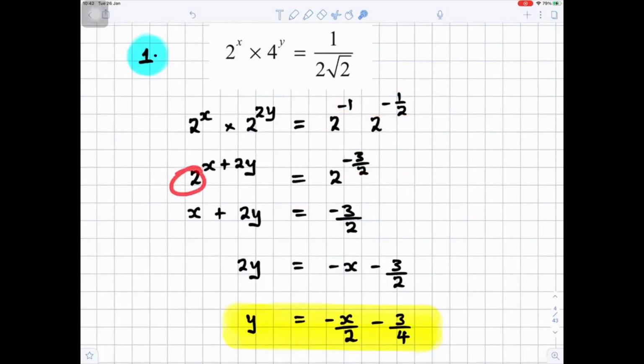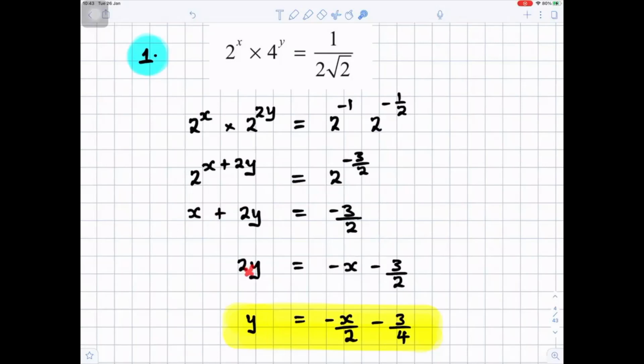So the base is the same, the powers have to be the same. So x plus 2y has to be equal to minus 3 over 2. Now we solve for y. 2y plus x is equal to minus 3 over 2. So we want to make y the subject. So we take plus x to the right, it becomes minus x.